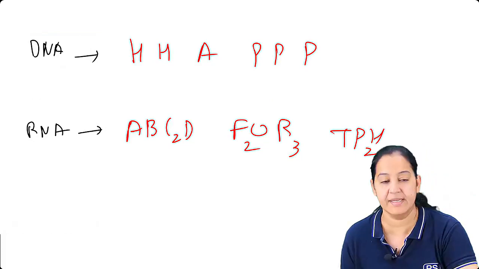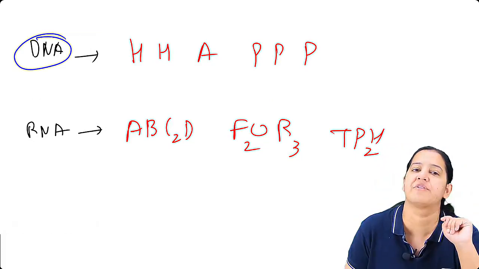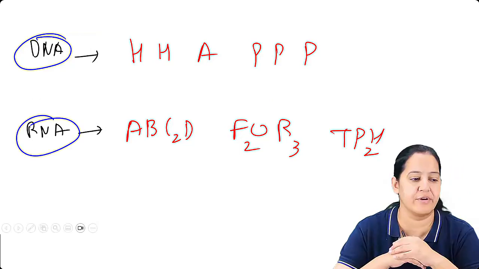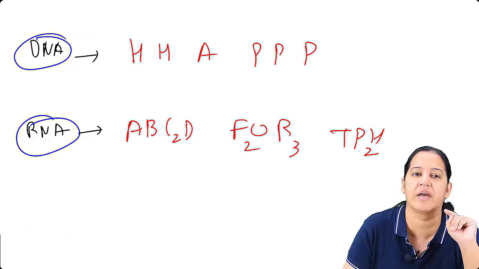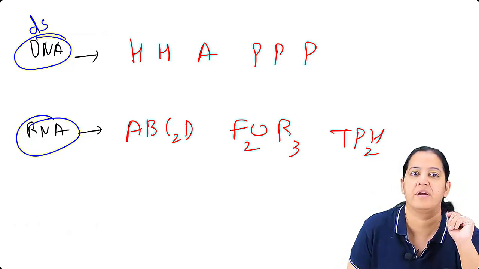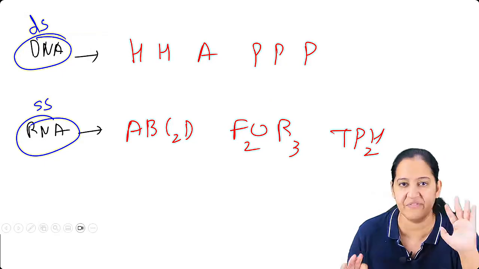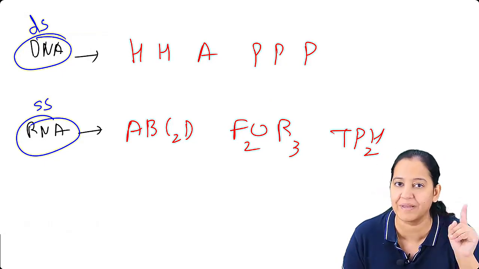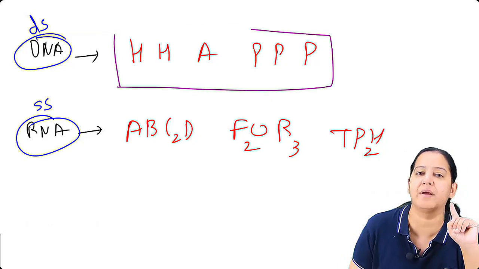Now listen what I want to tell you. Listen everyone. You tell me DNA is double stranded or single stranded? RNA is double stranded or single stranded? Everyone knows that normally. DNA is always double stranded, and RNA is always single stranded. I guess everyone knows this basic. So all DNA viruses are double stranded because they contain DNA.